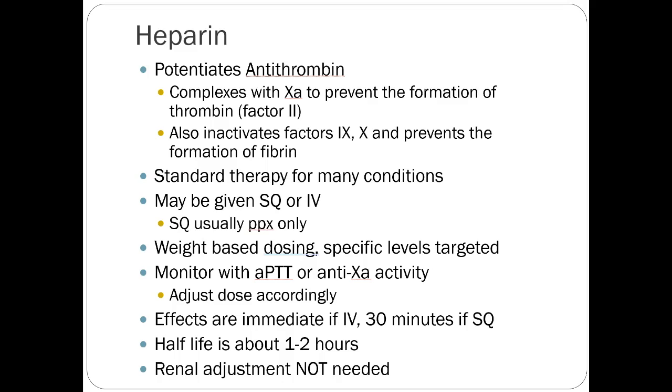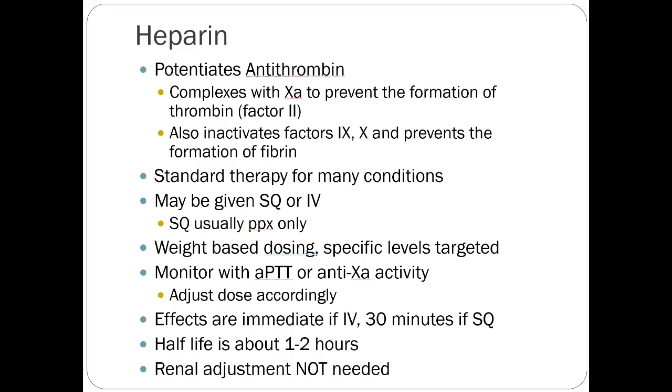Heparin, you might hear referred to as unfractionated heparin. It's the same thing. What heparin does is it potentiates antithrombin, which complexes with factor 10A, prevents the formation of thrombin. So you're working on that common pathway there. It also inactivates factors 9 and 10 and prevents the formation of fibrin too. So heparin's a very potent anticoagulant. It has a great role in acute care. Outpatient use is not great. There's not a whole lot of reason to give it, but we'll talk about that here in a second.